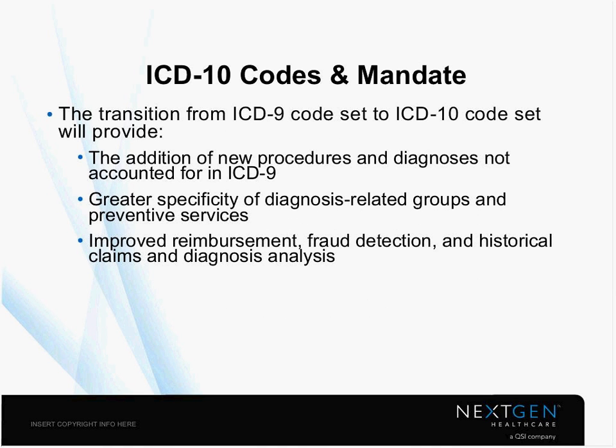Moving from the ICD-9 code set to the ICD-10 code set basically provides the addition of new procedures and diagnoses not accounted for in ICD-9, greater specificity of diagnosis-related groups and preventative services, improved reimbursement, fraud detection, and historical claims and diagnosis analysis. For those who don't know, there is a procedure code set that goes along with the ICD code sets. We don't usually use it in ambulatory, but it's more of a hospital care setting thing that they have the capability of utilizing.